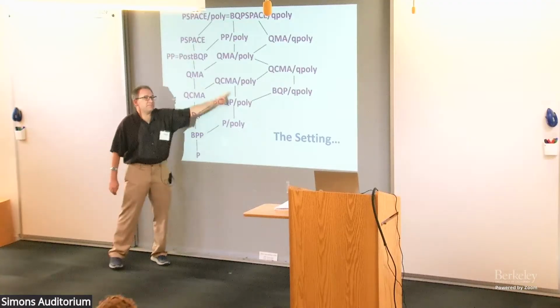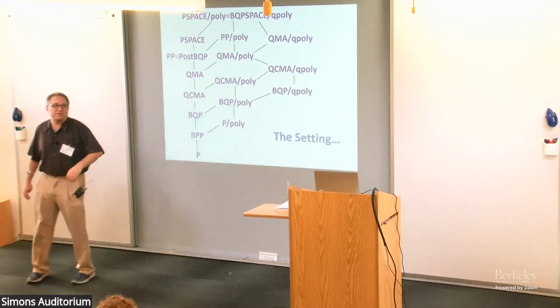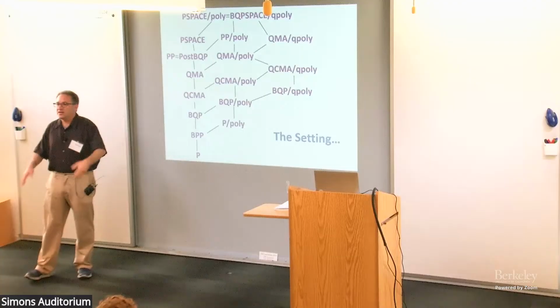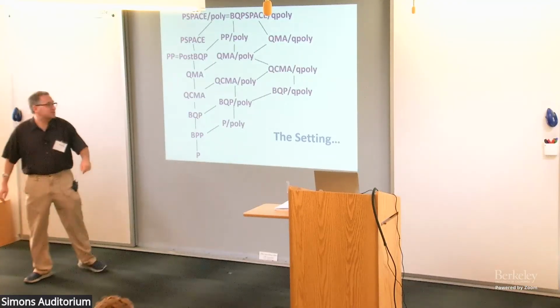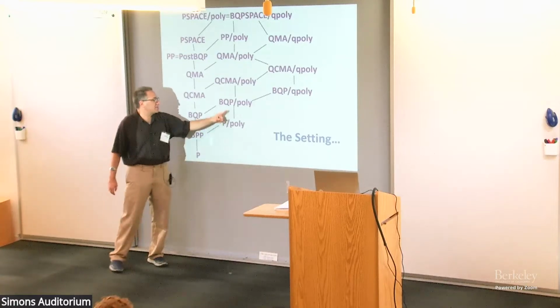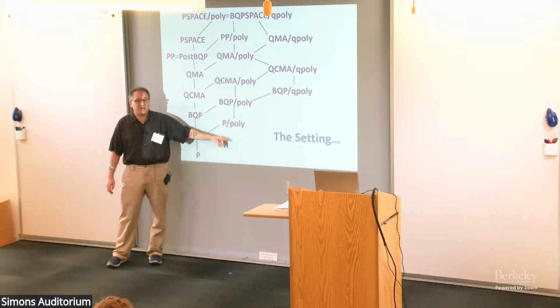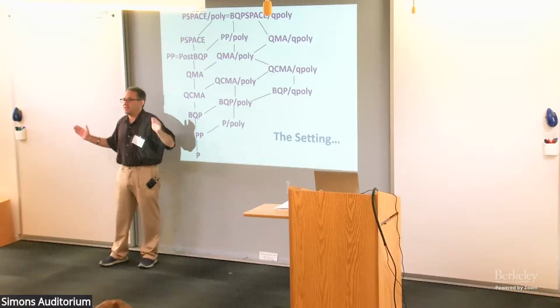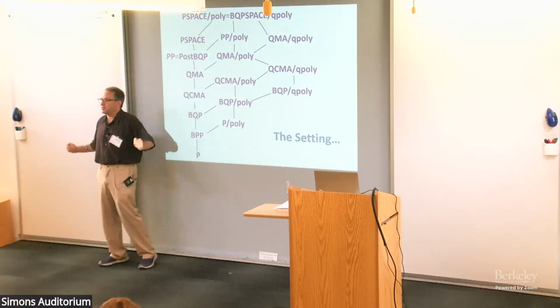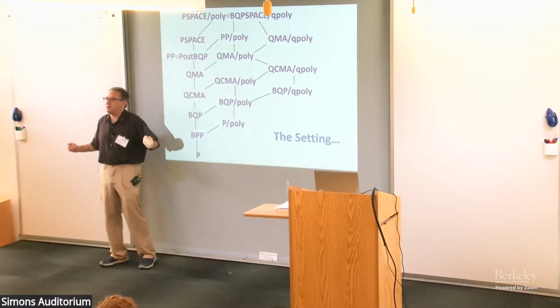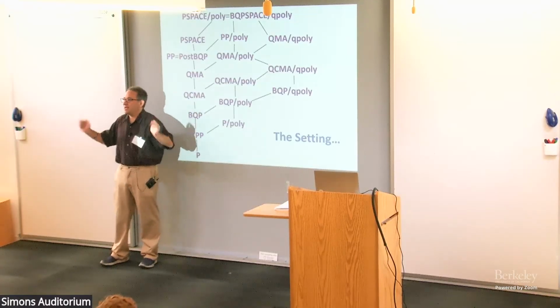Now in the middle column, we have complexity classes with advice, so non-uniform classes. That's what the slash poly means. One way to think about advice is that it's just this string that can be chosen arbitrarily to help your algorithm, but it only can depend on the length of the input, not on anything else about it.